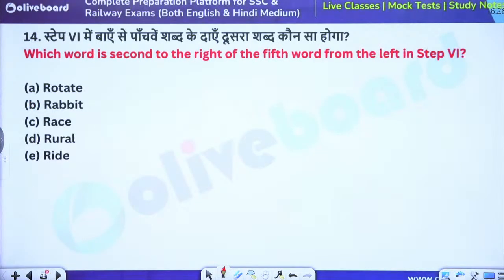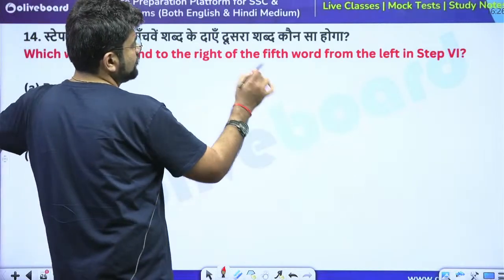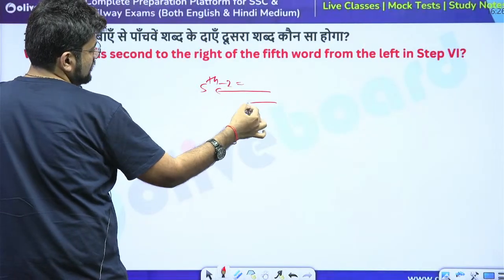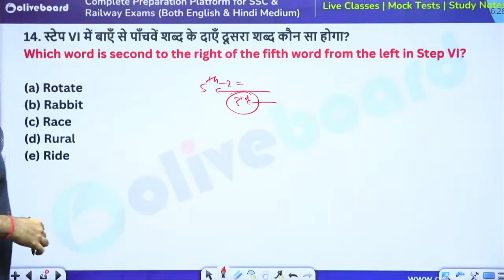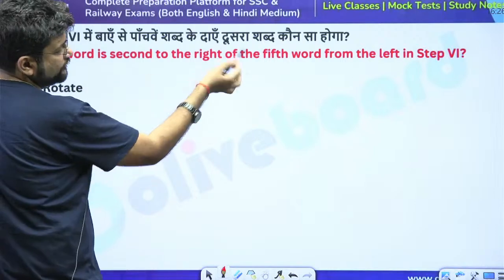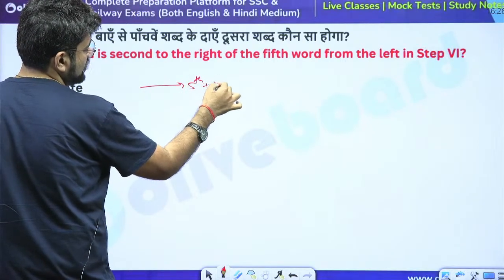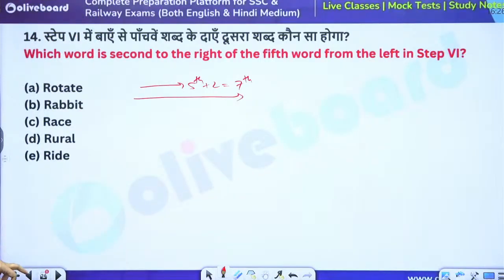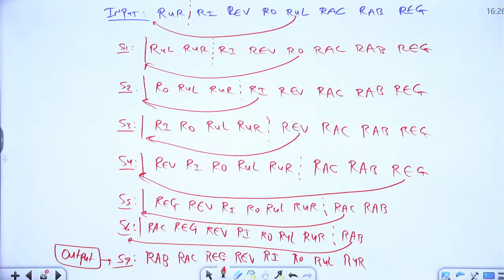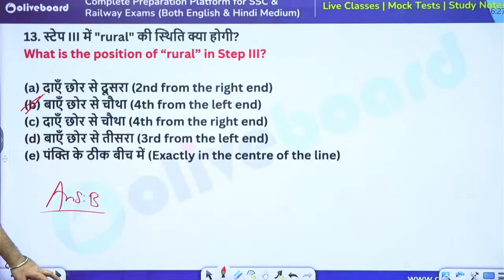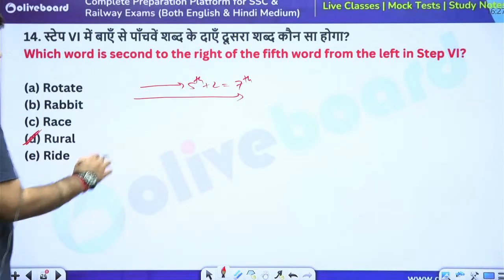Okay. Next. Which word is second to the right of 5th word from the left in step 6? 5th from the left and second to its right. So we'll subtract 2. So basically they are asking us third word from the right end. Oh, sorry. My bad. Second to the right of 5th word from the left. So 5th from the left plus second to its right. So they are basically asking us the 7th word from the left end. Okay, in step 6. Step 6, 7th from the left end. 3, 3, 6, 7. Rural again. It's going to be rural again. Option D.